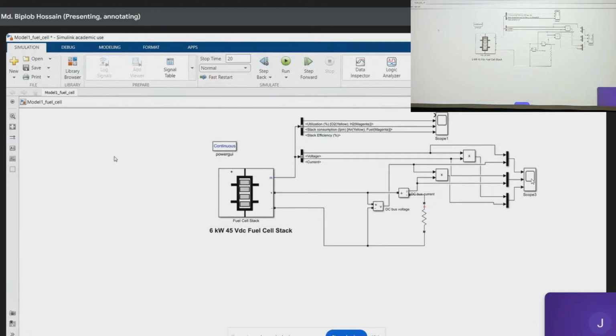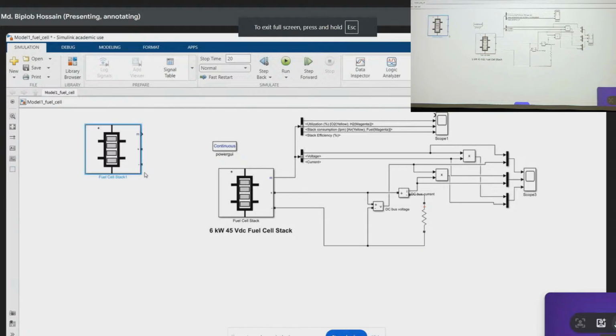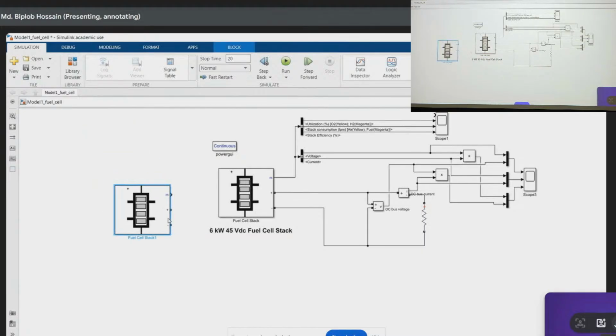So this is the Simulink interface of MATLAB. If you double click with your mouse, a new pop-up search block will come. You just write here fuel cell. So we need to use this one because we are going to model electrical circuits. That is why we need the electrical specialized power systems. So just click this one. You see the similar block comes here.